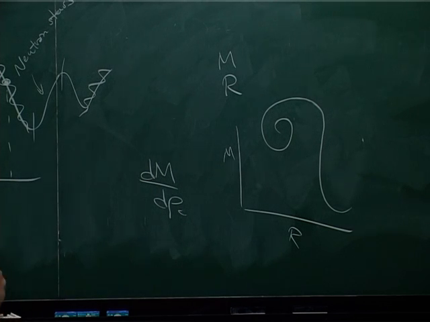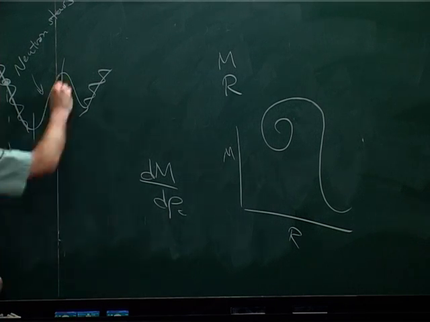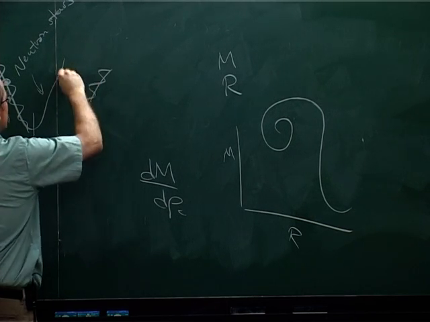So even in this region where this derivative is negative, this is stable? Oh, I'm sorry. These are also unstable. Sorry, I didn't mark those. Yeah.